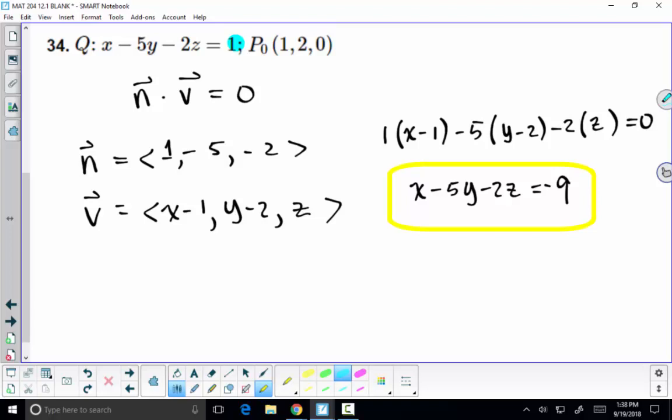Now, how far apart are those two planes? 9 units. 10 units? 1, 2, 3. They are not 10 units apart. If you had the plane z equals 1 and z equals -9, those planes would be 10 units apart. Those planes are not 10 units apart.